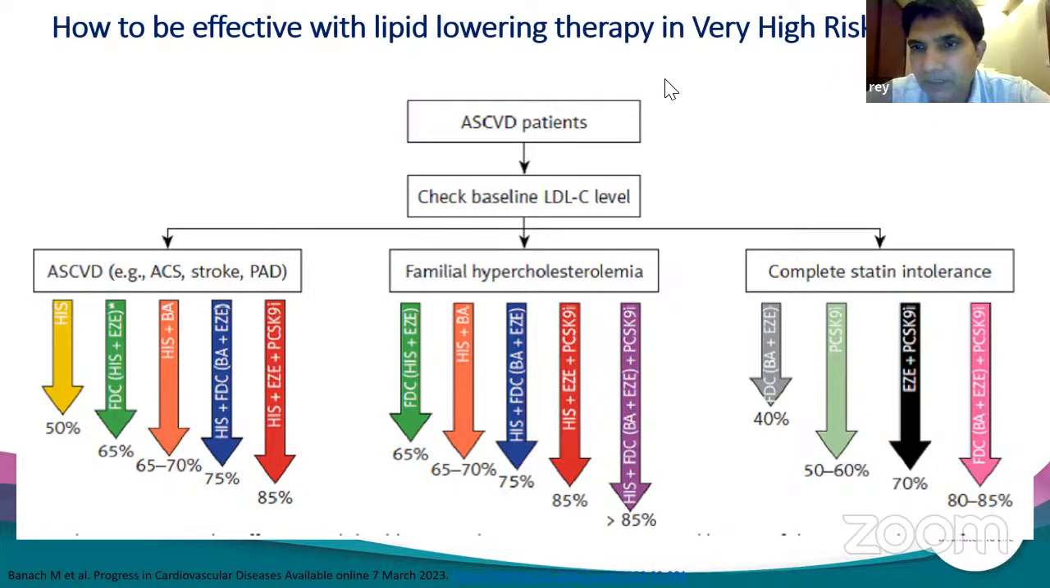And in patients who are completely intolerant to statins, we have the option of ezetimibe and bempedoic acid. They achieve 40% target achievement. But after adding PCSK9 inhibitor to the ezetimibe and bempedoic acid, then 80 to 85% of patients achieve target levels.